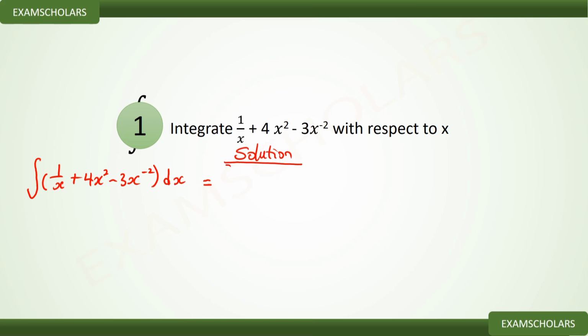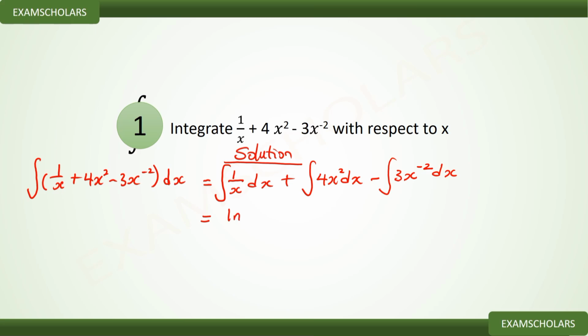So let's go. We are going to have integral of 1 over x dx plus integral of 4x squared dx minus integral of 3x to the power minus 2 dx. So it's taking shape. The next thing to do here is to start integrating this one after the other. Now, what is the integral of 1 over x? Is it not ln x?